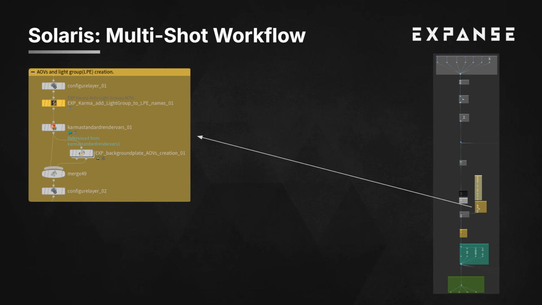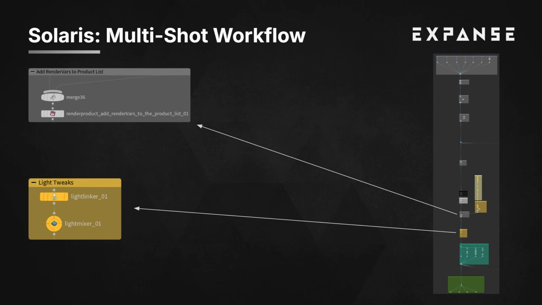Underneath, we have some last steps that happen to the light. We add the light group prefix to all the light group names, so it's easier to get them with scripting down the pipeline. And then all the new render vars will be added to the product list, so we can actually see them in our render view. Then comes the light linker and light mixer, where the light adjustment happens.